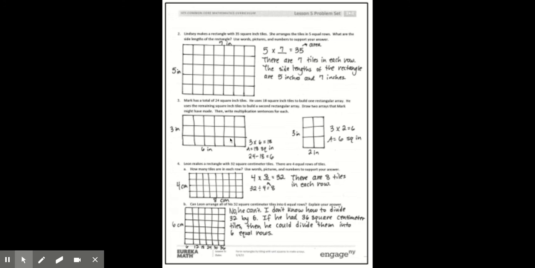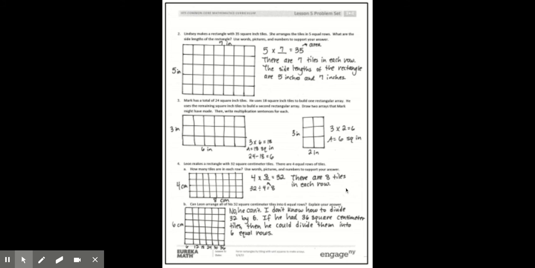So here's what your answer could be. You would have 3 rows, 6 in each row. That would equal 18 square inches. And we know we're going to have 6 tiles left because if we have 24 tiles total and we've used 18 on this one, 24 minus 18 is 6. So then we need to make another array with 6 tiles. So 3 inches times 2 inches would be 6 square inches.